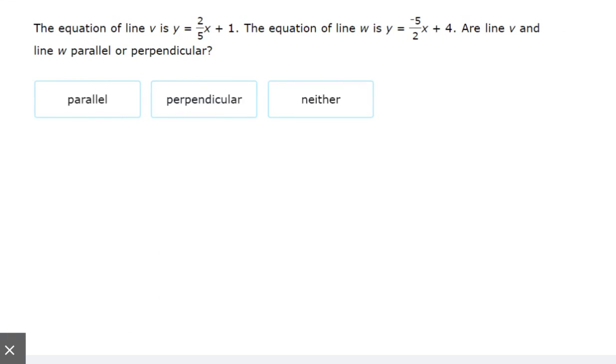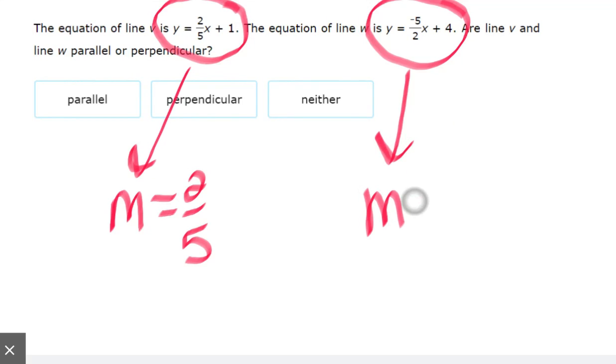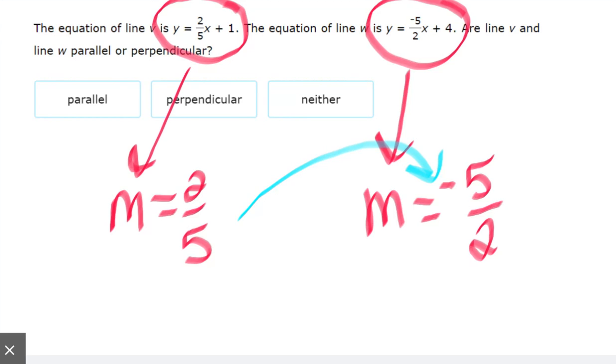Okay, so here's another example. So we have two equations of the lines. So the first thing we need to do is identify the slope in this equation and the slope in this equation. So the slope in this equation is 2 over 5. Because remember, it's that number that's attached to the x. Okay? Then the slope in this equation is negative 5 over 2. So now we compare those two slopes. If we look at 2 over 5, if we were to change the sign and flip it, that would give us this. So our answer here would be perpendicular.